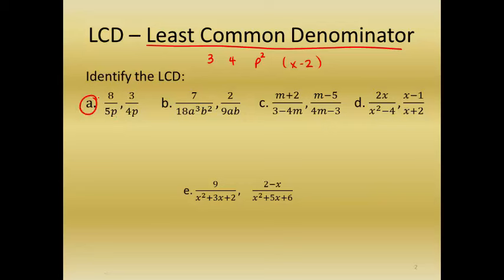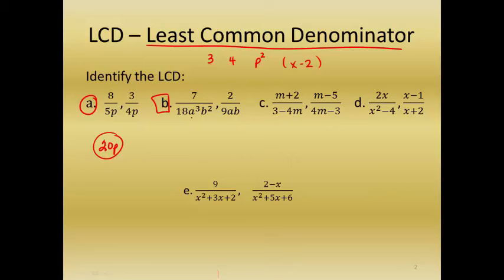Between this, for example A, between the 5p and the 4p, we have to represent the 5, we have to represent the 4. And that can only be done by a 20. And then we have to represent that there's a p in each of them. It does not mean that we need p squared, and we need the least common, and so 1p will represent the p in the denominator there. Let's take a look at the next one for part B.